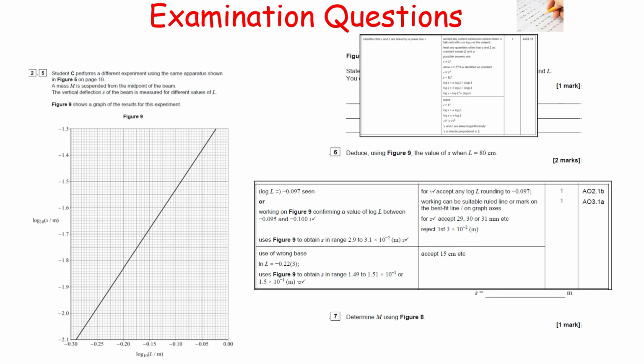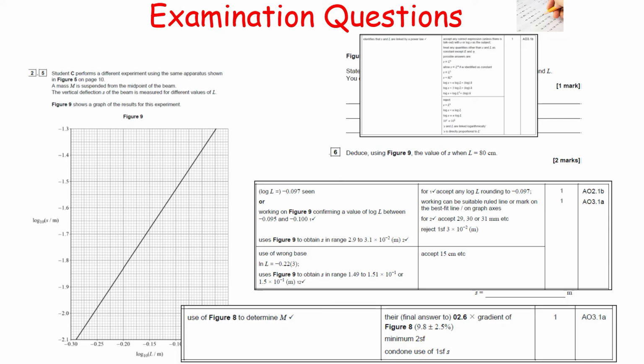Now finally, how do you work out m? Well, in the previous question you got the equation for m, so you can work it all through because you've got your different values of L, S and E, to work out what m is. So it's going to be the value you just worked out before, times the gradient, which is going to be log S over log L.